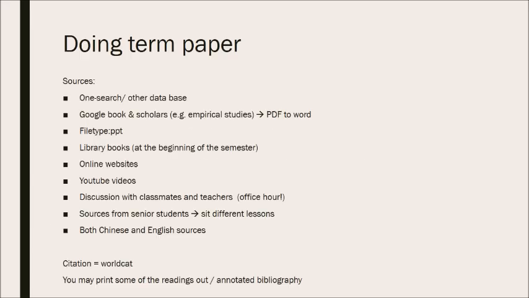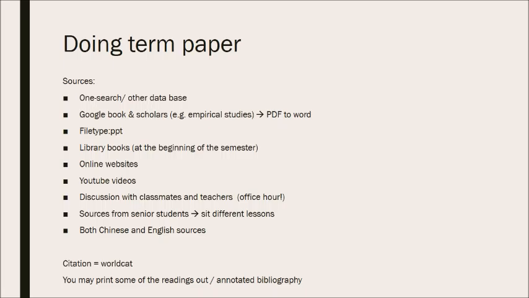For me, I will actually use the OneSearch database in my university, and then I will also use Google Books and Google Scholar, and I will type the command "filetype:ppt" near my keyword so that I can search all the PowerPoints about a particular topic. After that, I would go to the library to search for books. And then I'll also browse some online websites by typing the keywords and generating different kinds of keywords. And then I will try to search some YouTube videos and discuss with my classmates and my teacher as well.